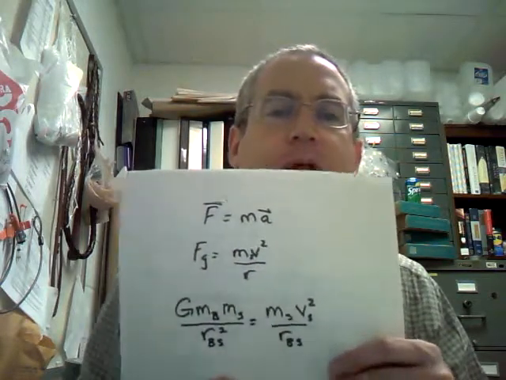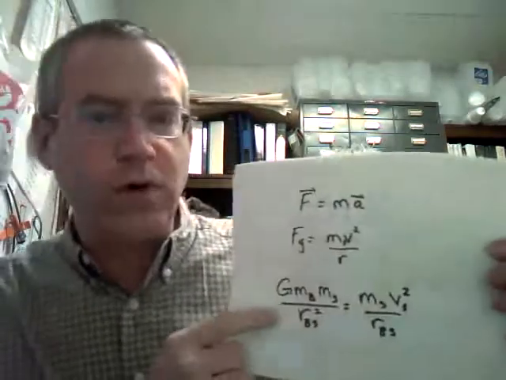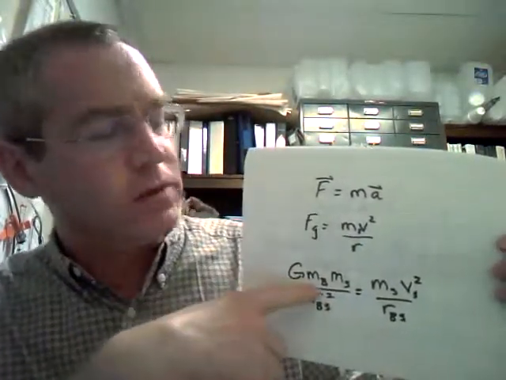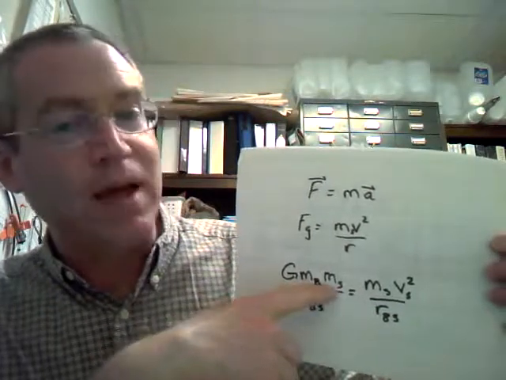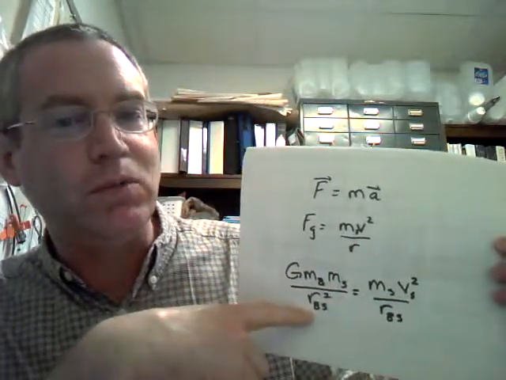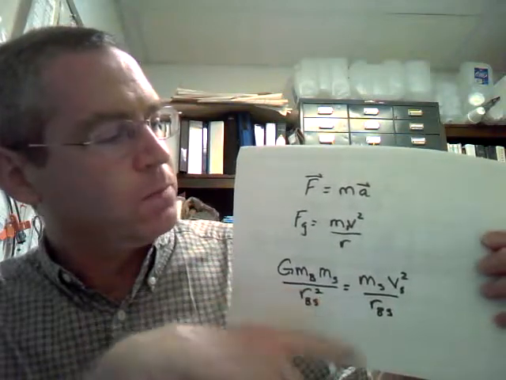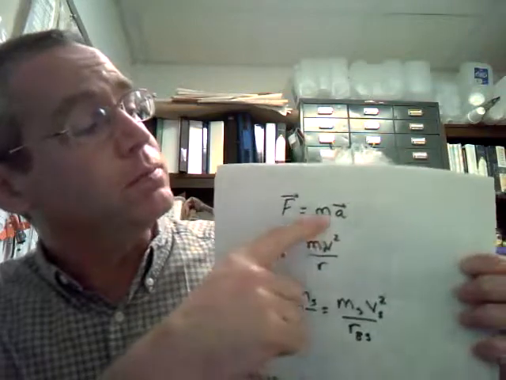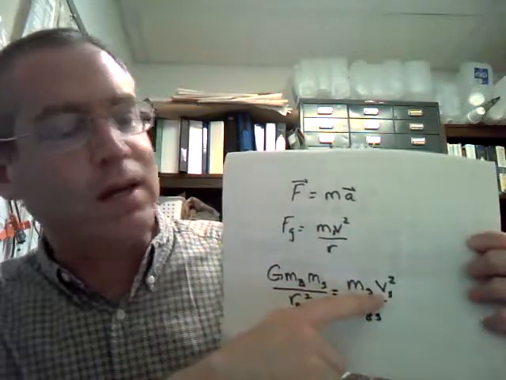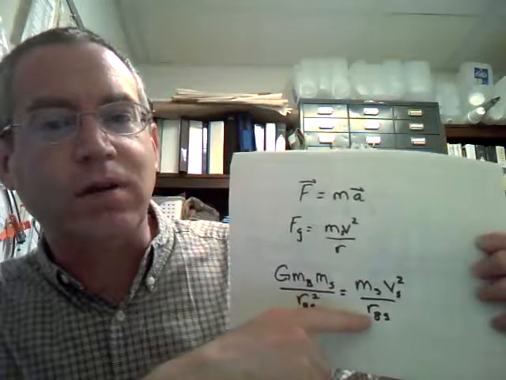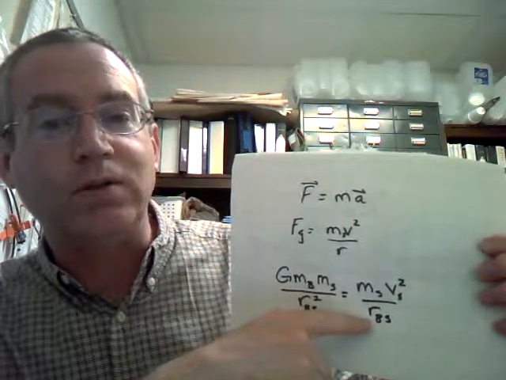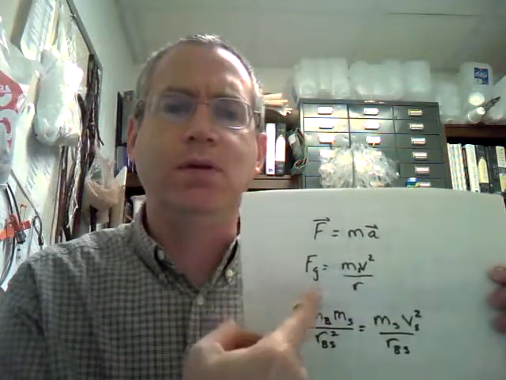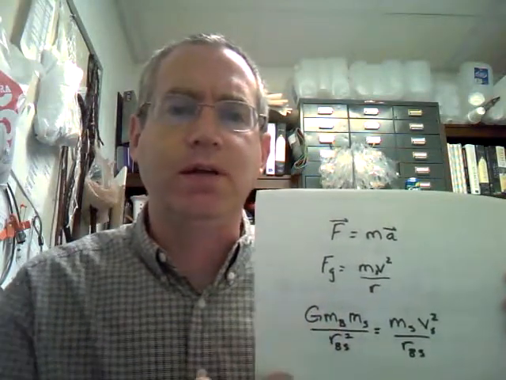Taking the next step, I now put in the force of gravity. That is the formula. So I have the gravitational constant times the mass of the black hole times the mass of the satellite, divided by the distance between the black hole and the satellite squared. And that's equal to the mass of the satellite, from this mass right up here, times the speed of the satellite squared over the radius. If it's traveling in a circular orbit, then the radius of that orbit is equal to the distance between the black hole and the satellite.